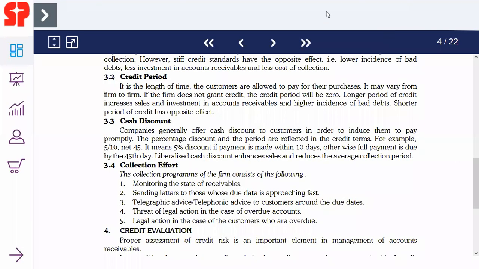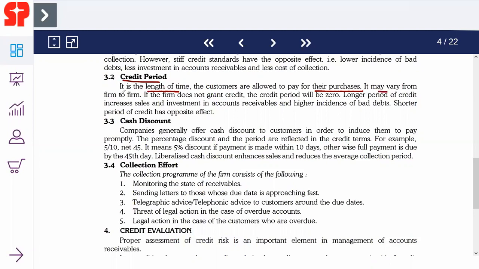Second is the credit period. Now you have decided the credit standard. Suppose 70% cash, 30% credit. That is decided by you. Now you should determine the credit period, that is, how many days you can give for credit. So that is known as the credit period. Credit period means the length of time customers are allowed to pay for their purchase. Suppose you are giving 15 days, the customer will purchase and can pay within 15 days. Whatever amount of credit you are giving, he can pay within that credit period.